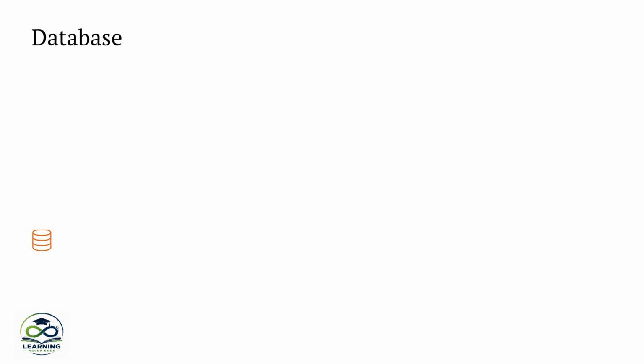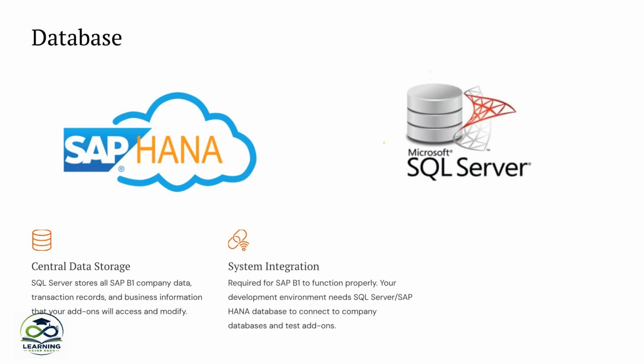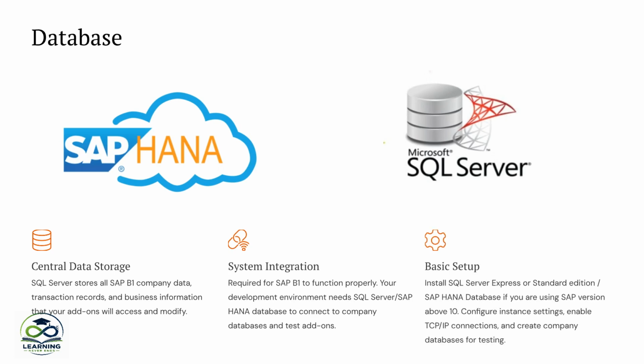A database is the central data storage for all SAP B1 company data. You'll need either SQL Server or SAP HANA, depending on your SAP B1 version, for system integration. The basic setup involves installing your database server, configuring instance settings, enabling TCP/IP, and creating testing company databases.